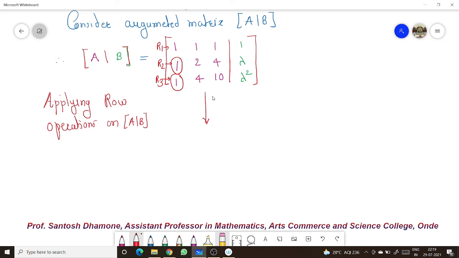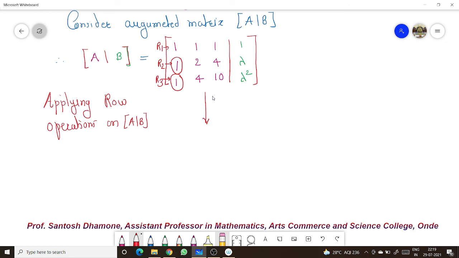For R3 minus R1, we get 0. 3 minus 3 is 0, lambda minus 5, and the last entry is mu minus 9. This is the reduced form of the system.